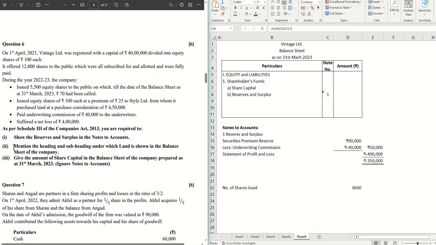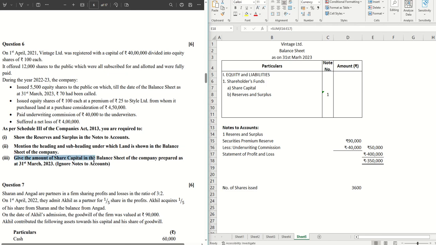The second question that we have is to mention the heading and subheading under which land is shown in the balance sheet of the company. The answer to that is straightforward. As we all know, it is shown under the head non-current assets under the subhead property, plant and equipment. Okay. Let's move on to the third one.